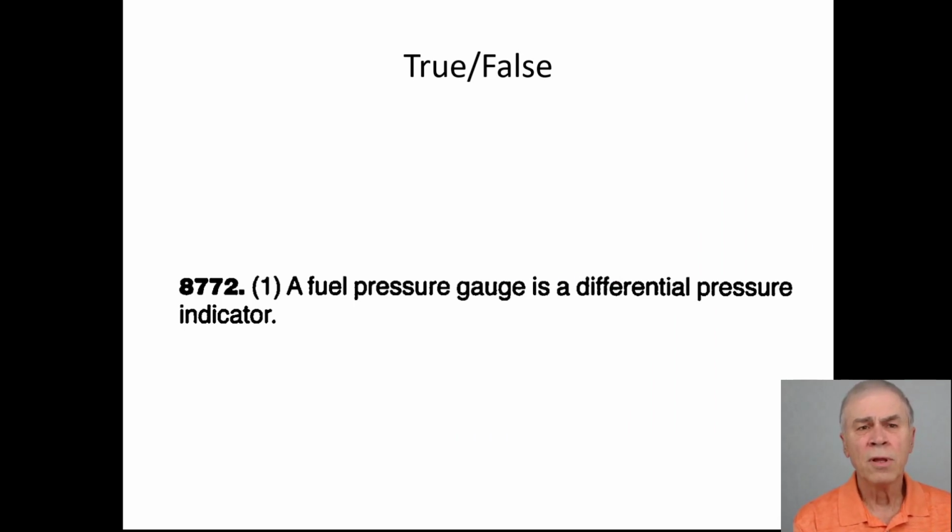True or false? A fuel pressure gauge is a differential pressure indicator. Well, we saw it clearly with the bellows because we did see the two sides. In the Bourdon tube, there were actually 2 tubes going out of the bottom of it, and so it's going to read the difference at the fuel inlet and the fuel metering device. So that's true, it is a differential pressure indicator.